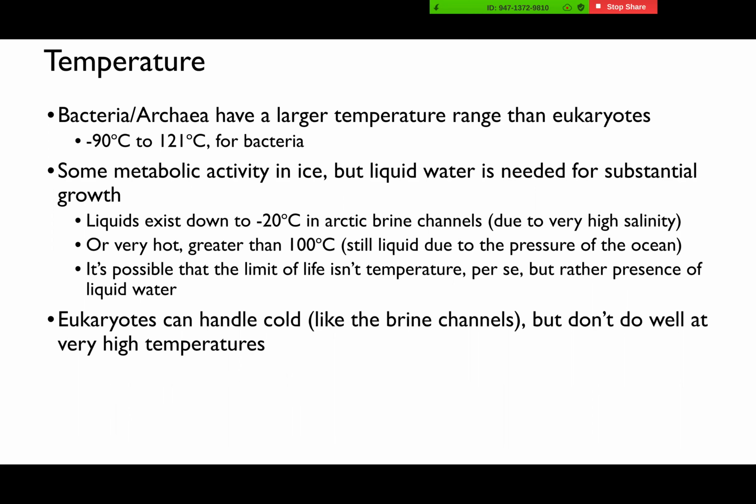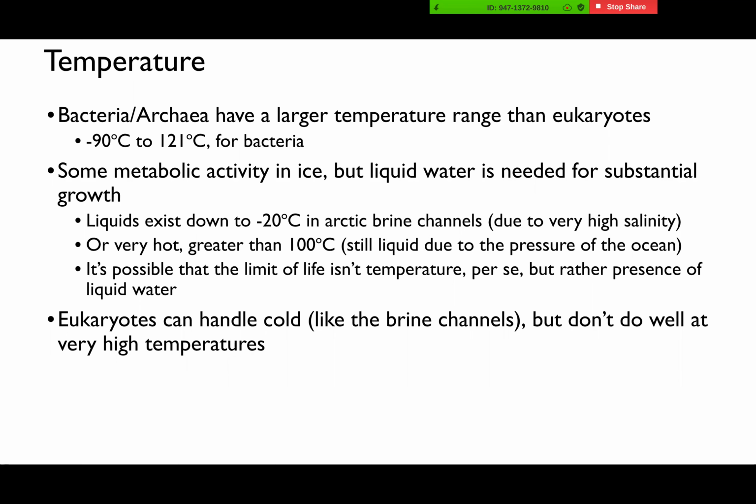So it does exist, and water can also exist in very hot temperatures, greater than 100 degrees centigrade, which is the boiling point of water. And water exists at higher than boiling temperatures because of the very high pressures at the bottom of the ocean. And this sort of brings us to this interesting conundrum. Is the limit on microbial growth temperature, or is it actually the presence of water?